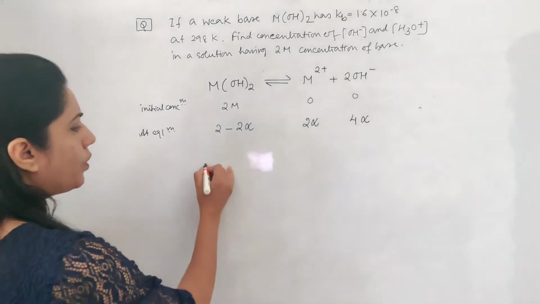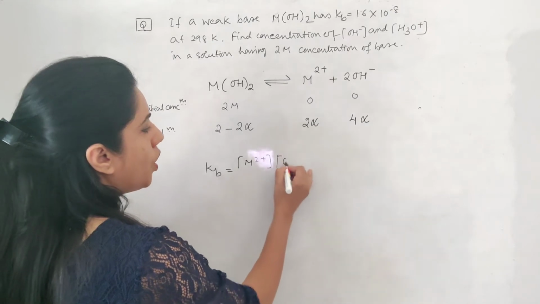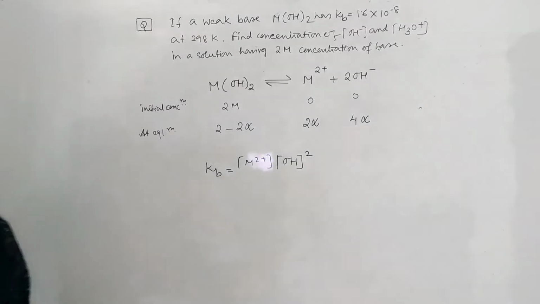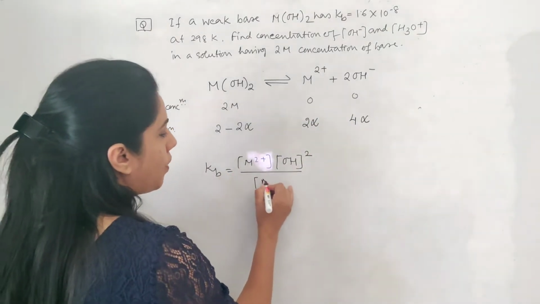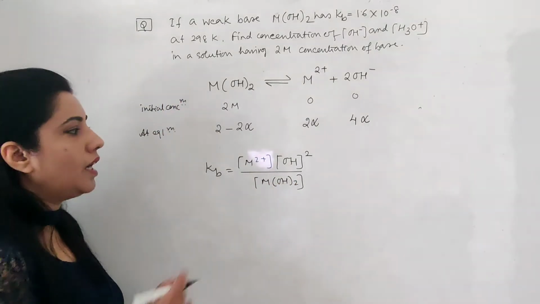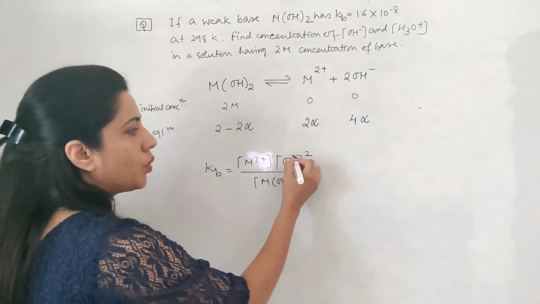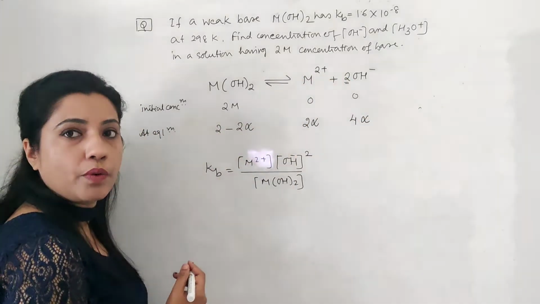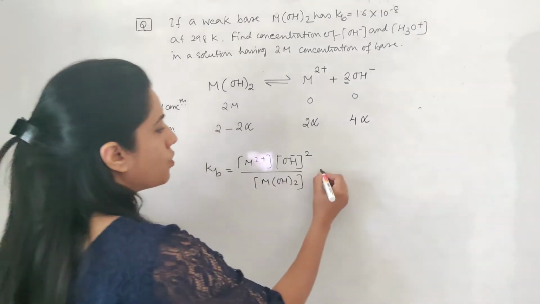Now we are going to write down the Kb value. Kb is the concentration of M2 plus into OH minus whole to the power 2, since the stoichiometric coefficient goes to the power in the equilibrium constant, as we know, divided by concentration of MOH whole twice. This is the expression for Kb, okay. Why the power 2? Because the stoichiometric coefficient goes to the power when taking the equilibrium constant.